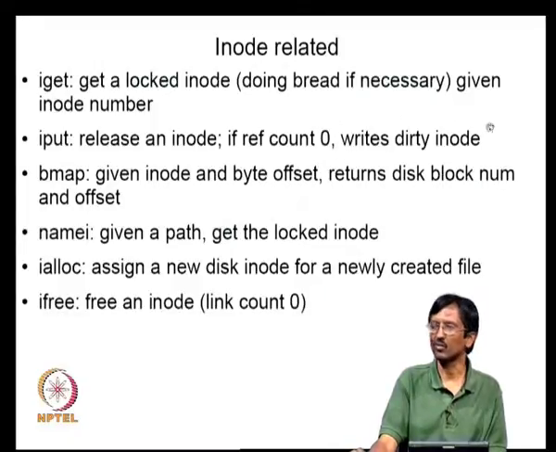And this can be delayed, or it can be done immediately, okay, depending on the seriousness of the issue. Okay. One other important one is bmap, which given an inode and byte offset returns the disk block number and the offset corresponding to it. And there are a few things like inode allocate and ifree. Again, all these things, just like block allocate and deallocate, also have to go through some logging in case it is a logging based file system.